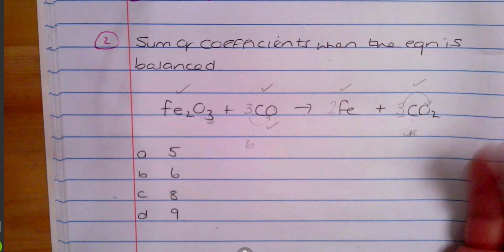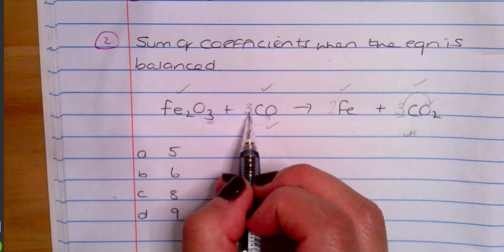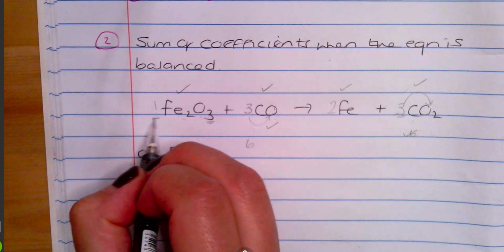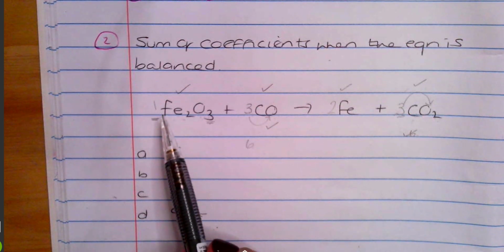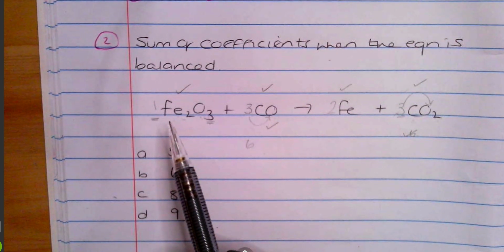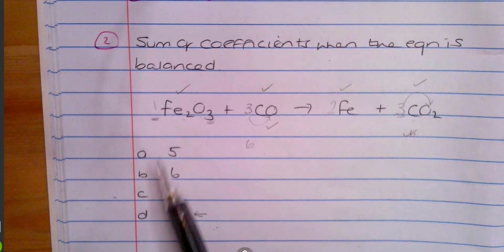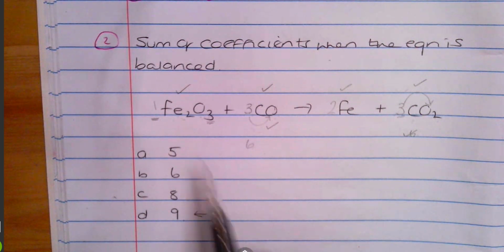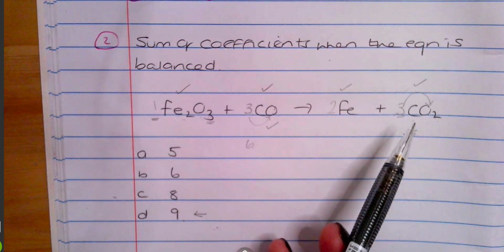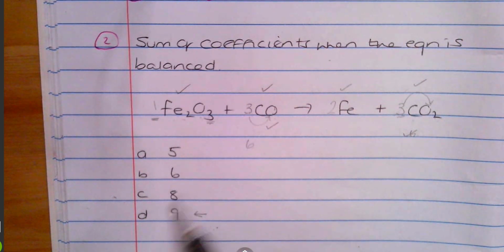Once it's balanced, I add together the sum of the coefficients, so I've got 1, 2, 3, 4, 5, 6, 7, 8, and 1 is 9. We have to remember that even though the coefficient isn't written when it's 1, the coefficient is still 1. So that's a little bit sneaky, but just because we don't write it doesn't mean it's not there. So 1 plus 3 plus 2 plus 3 gives us 9 in total.